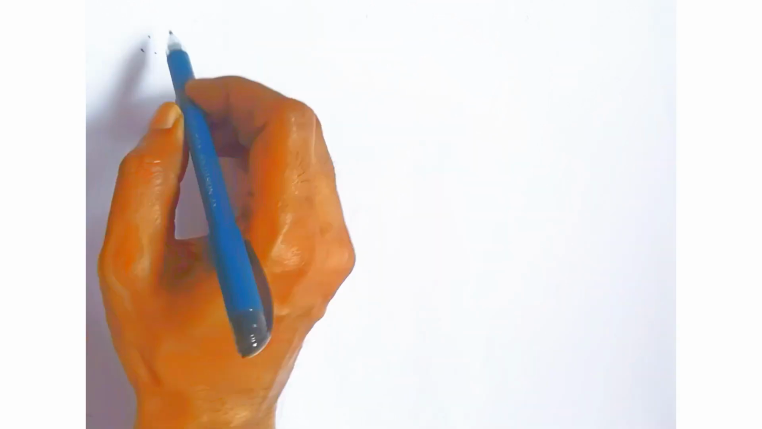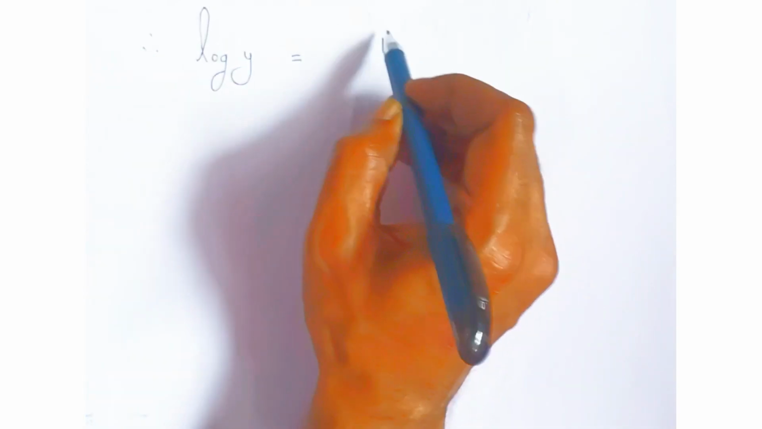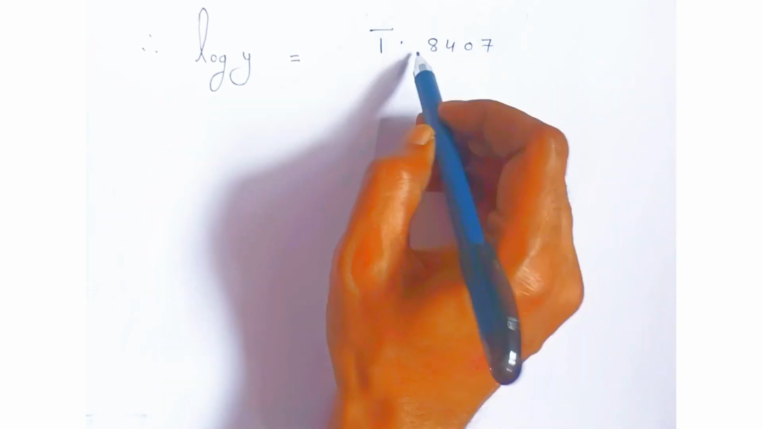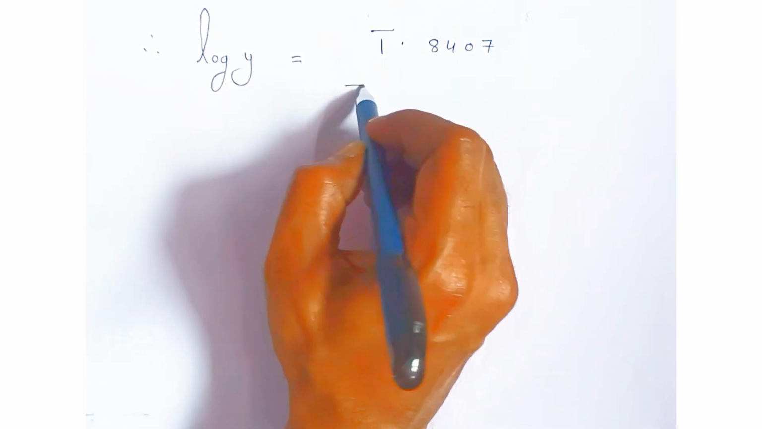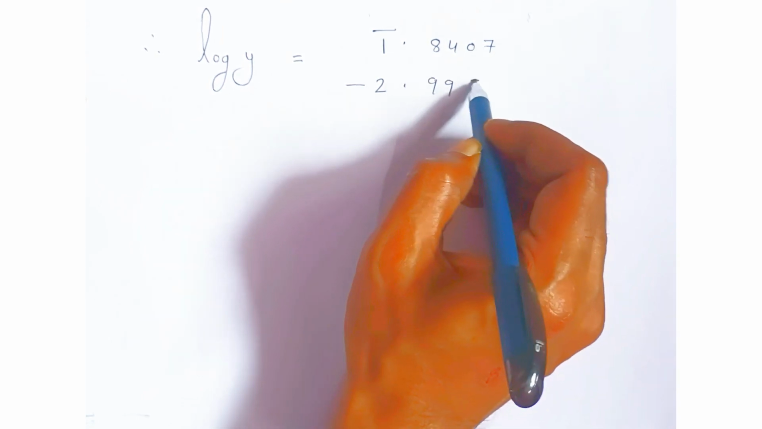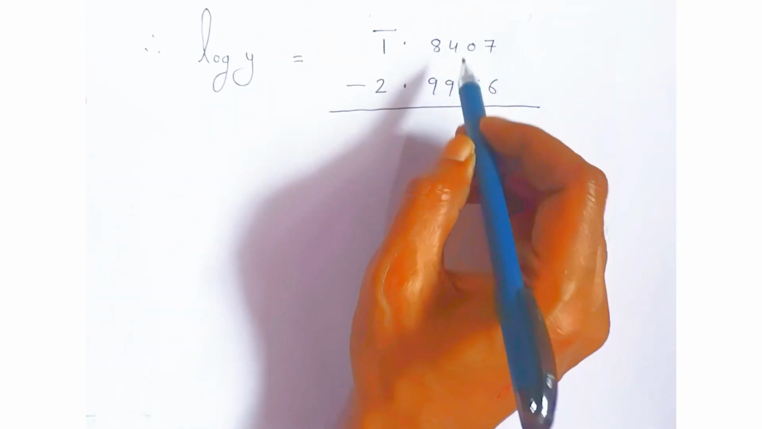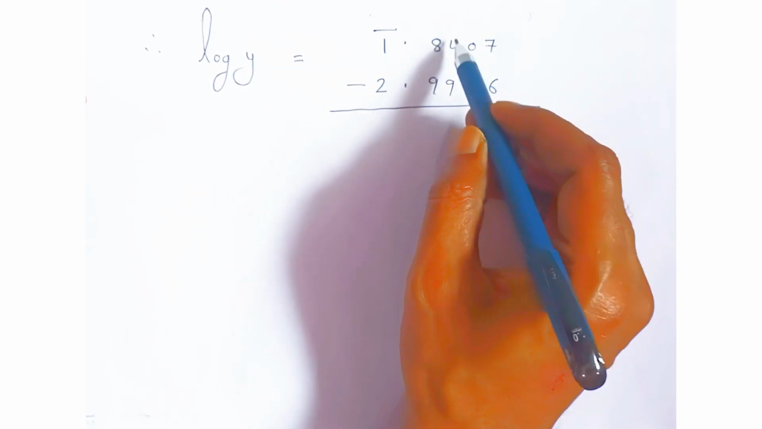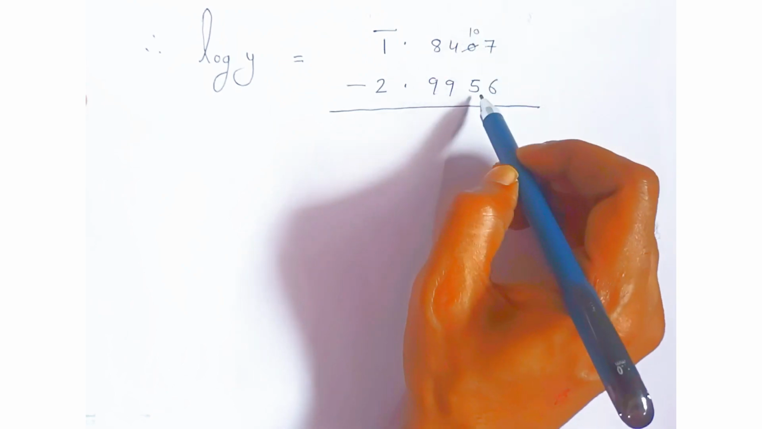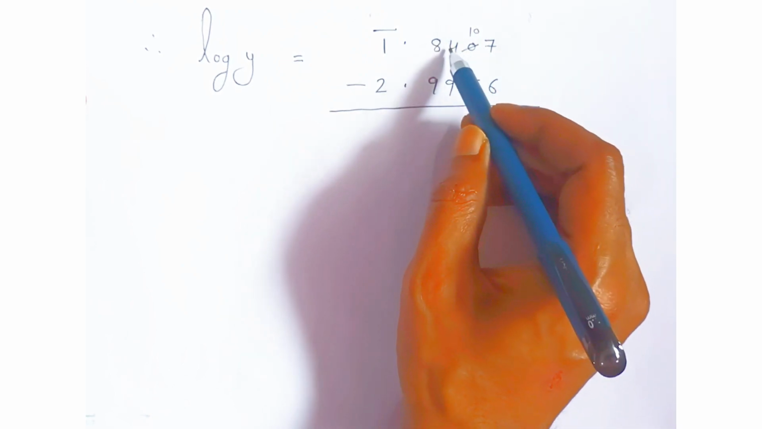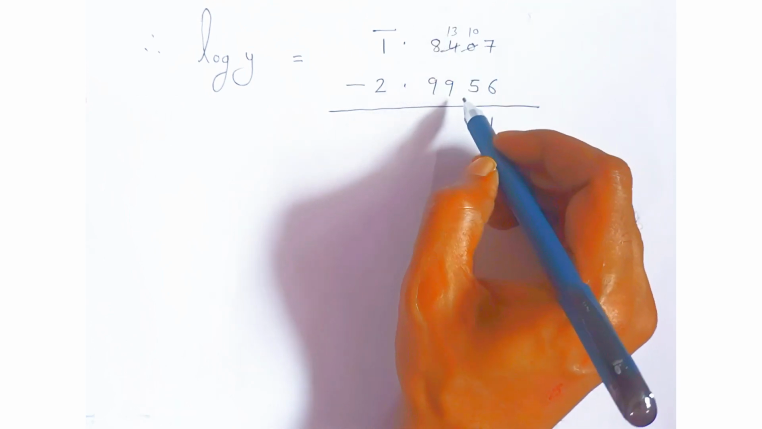You have to subtract, students. Log of y is equal to, so this way you can subtract: bar 1 8407 minus bar 2 9956. Very simple subtraction, students. Now 7 minus 6 will be 1. Here 0 minus 5 is not possible, bring 1, it becomes 10. 10 minus 5 will be 5. Here 3 minus 9 is not possible, bring 1, it becomes 13. 13 minus 9 will be 4.